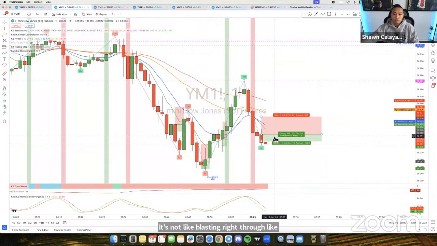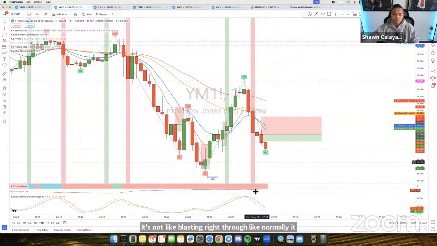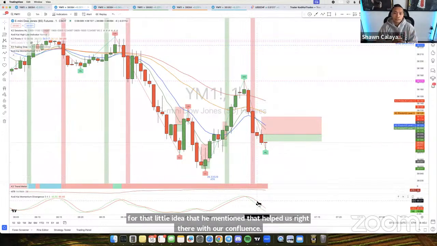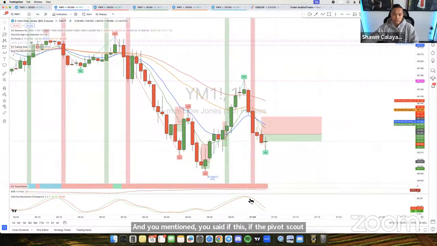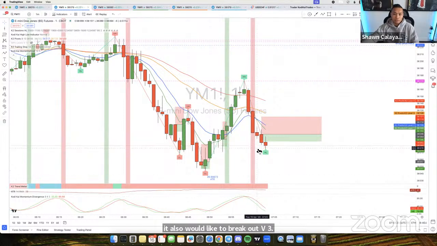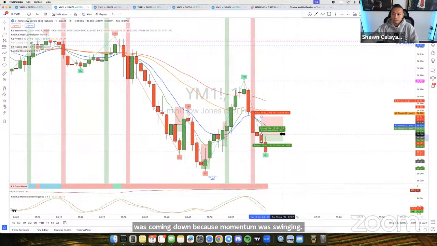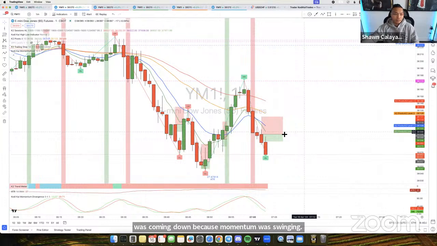And big thanks to Madhu for that little idea that he mentioned, because that helped us right there with our confluence. So you guys can see there are so many entries that can come up. And now that I have this divergence indicator, I think this thing is super, super useful, right? Madhu mentioned, if the pivot scalp comes up, and it's not just a pivot scalp, you can use it also with the breakout V3. We had the divergence here already. We knew price was coming down because the momentum was swinging. So everything just lined up. It was a no-brainer to take the trade there.